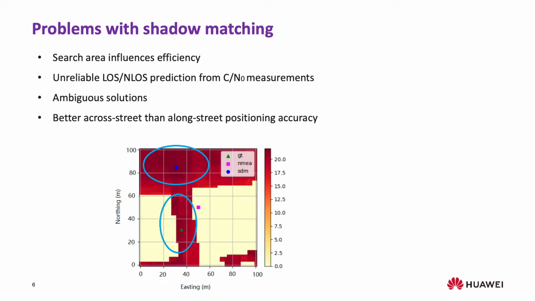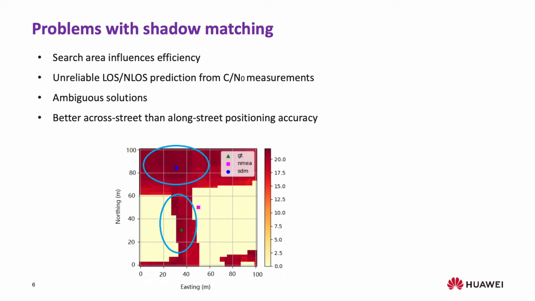However, there are some problems coming with the shadow matching algorithm. I summarized them into 4 points. The first one, the search area influences efficiency. If the search area is too small, the true point, the ground truth, is in danger of not falling into the search area. However, if the area is too large, there will be a very heavy computation load for mobile devices to run in real time.